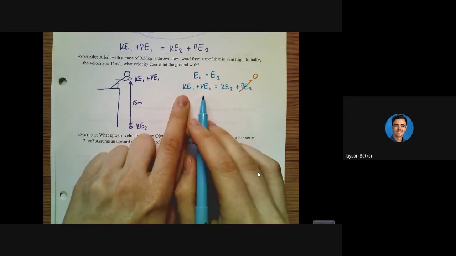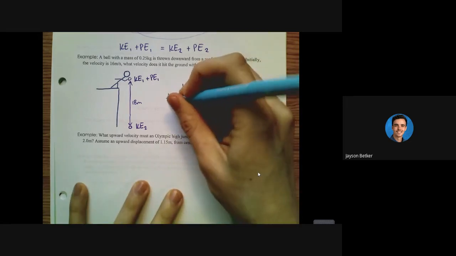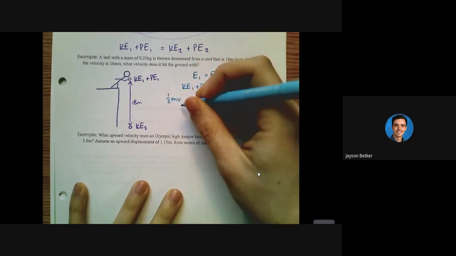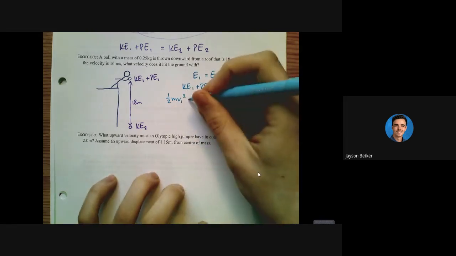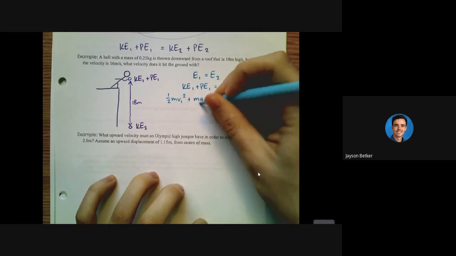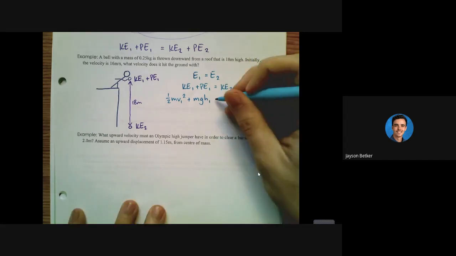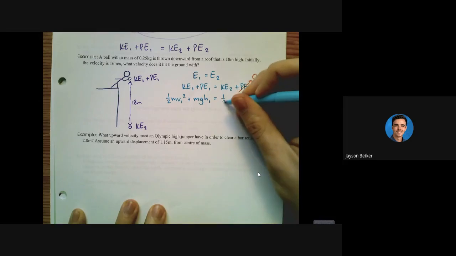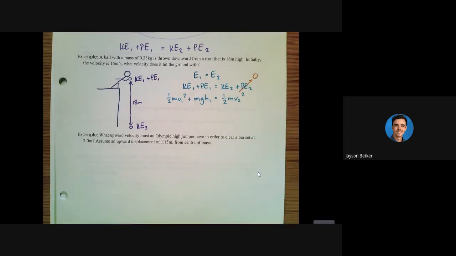So now all that's left to do is replace KE and PE with their formulas that we learned in the last lessons. So KE, remember, is 1/2 mv squared. So 1/2 mv1, that's the initial velocity, squared, plus mgh. You could write mgh1, that's the height initially, equals 1/2 mv2 squared, and then obviously 0.